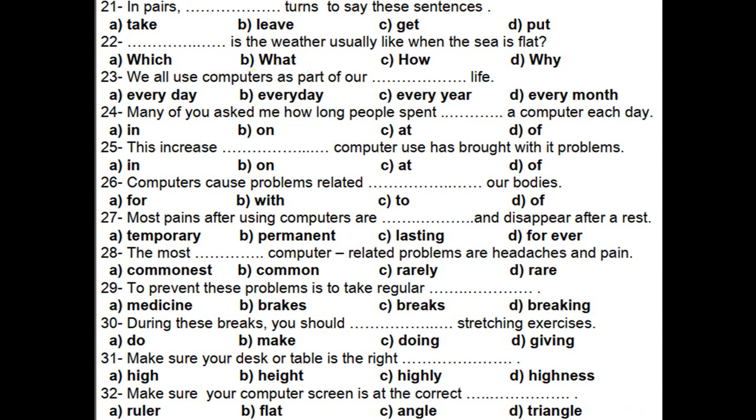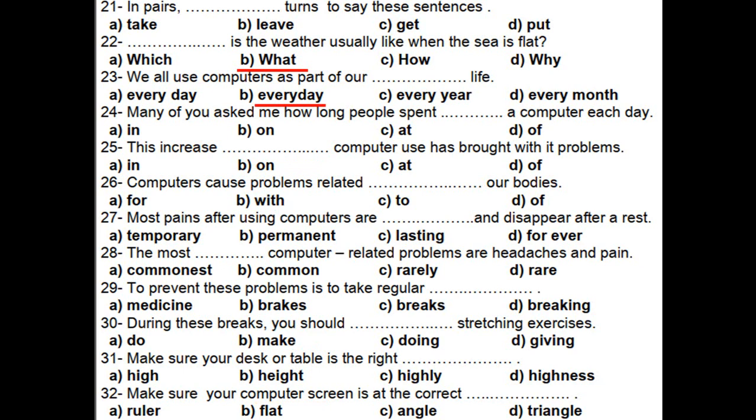What is the weather usually like when the sea is flat? I say which, what, how, or why. The answer is what. Number 23. We all use computers as part of our everyday life. Do you say everyday or every day? Connected, two words are connected together, or every year or every month. Of course, the right answer is everyday life.